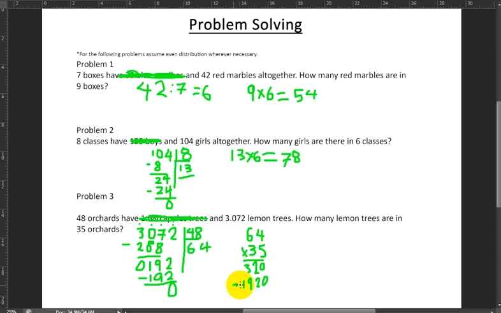I add these. 0 and 0 makes 0. 2 and 2 makes 4. 3 and 9 makes 12. I write 2. I carry 1. 1 and 1 makes 2. So my answer should be 2,240.